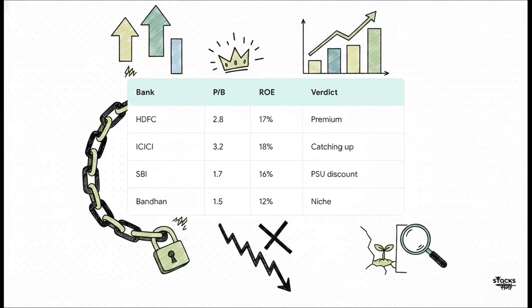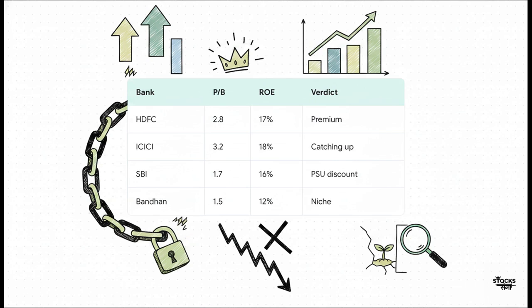Look at this comparison. HDFC Bank and ICICI Bank both generate returns on equity right around that 17 to 18% mark. And the market rewards that high profitability with price-to-book multiples around 3. Now look at SBI. Its ROE is a very healthy 16%, so almost as good as HDFC. Yet its price-to-book is just 1.7. Why the massive gap? Well, that's the PSU discount. The market is actively pricing in the risk of government interference.